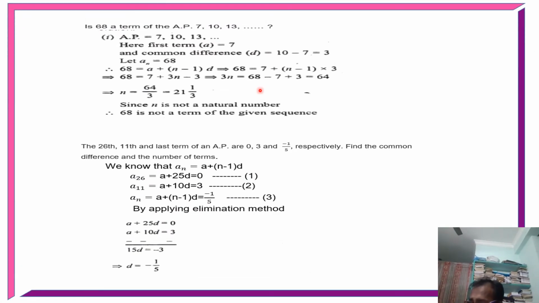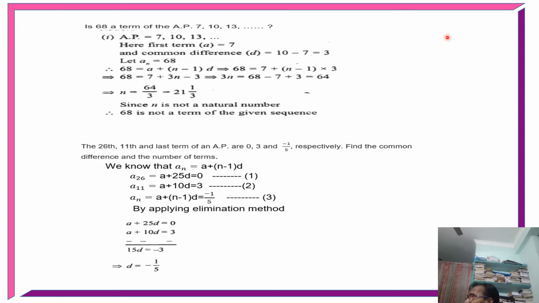So in this slide, we'll discuss whether 68 is possible in the given AP or not. I said if n is a natural number, then only the term exists. If not, the term does not exist in the given AP. So 7, 10, 13, and so on. If you observe, the common difference is 3, a is 7. If you substitute in a similar manner, we get n value 64 by 3. 64 by 3 is not a natural number. When it is not a natural number, 68 is not a term of the given sequence.